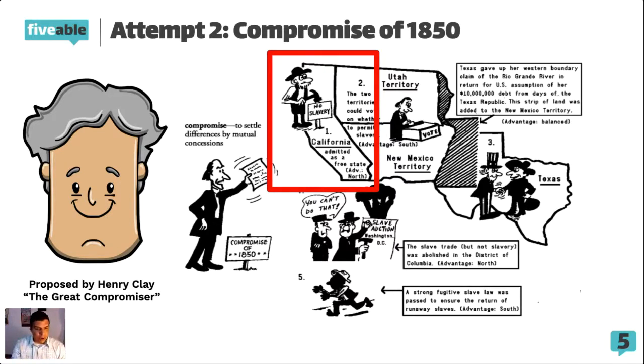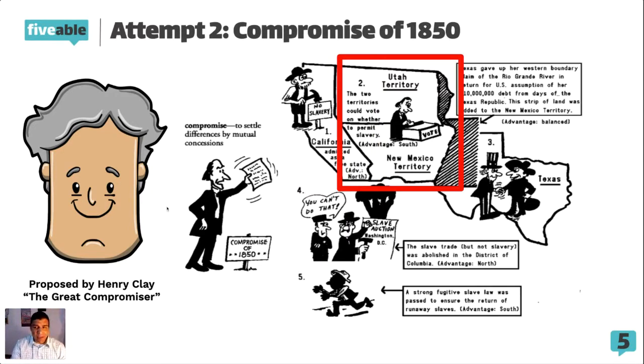So the first thing is no slavery in California. The next thing is that the two territories could vote on whether to permit slavery. This Utah territory and the New Mexico territory, this is called popular sovereignty, which you guys talked about there.